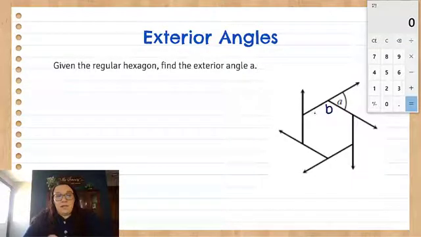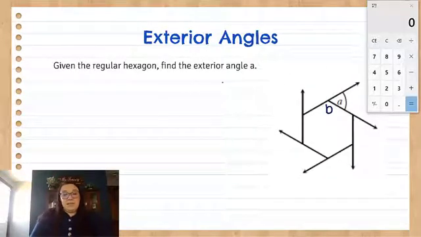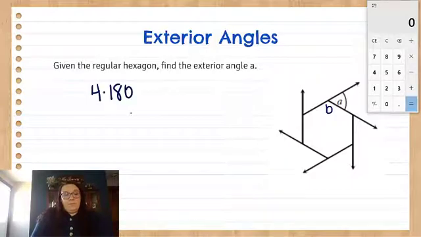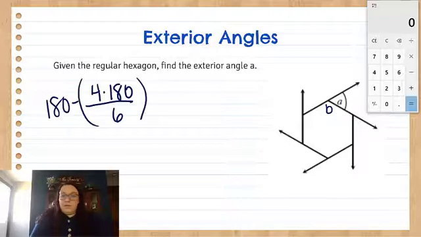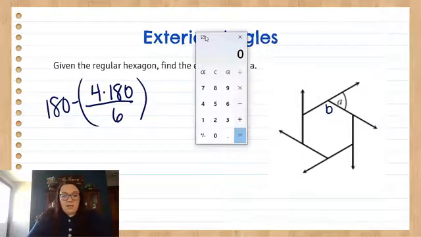So if I can find the interior angle of this hexagon, then I can find its exterior angle that goes with it. So let's see, hexagons have 6 sides, so I'm going to do 4 times 180 to find the sum. And after I get that, I'll have to cut it into 6 pieces. And after I get that, I'll have to do 180 minus it. This is our game plan. I kind of worked from the inside out.